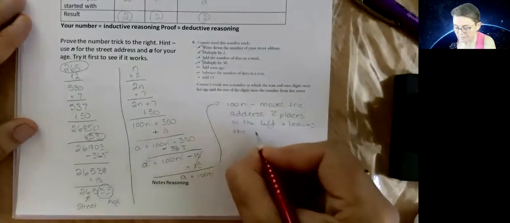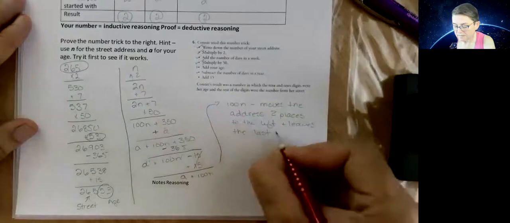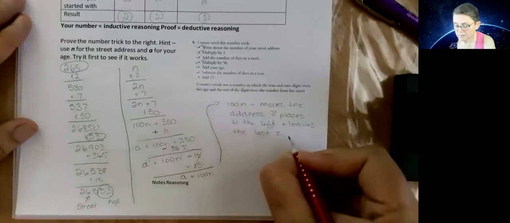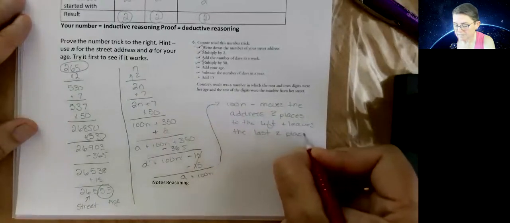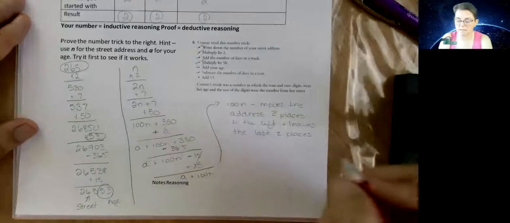The last two places, so like the 10s and the 1s for the age.